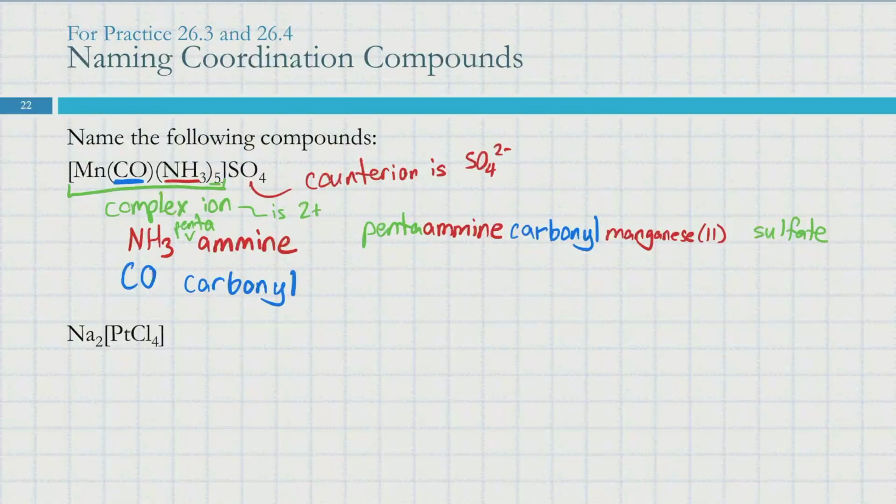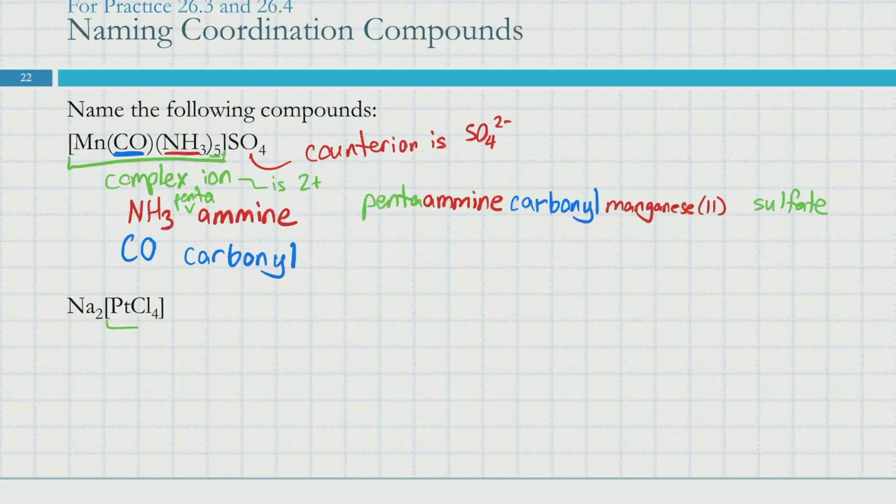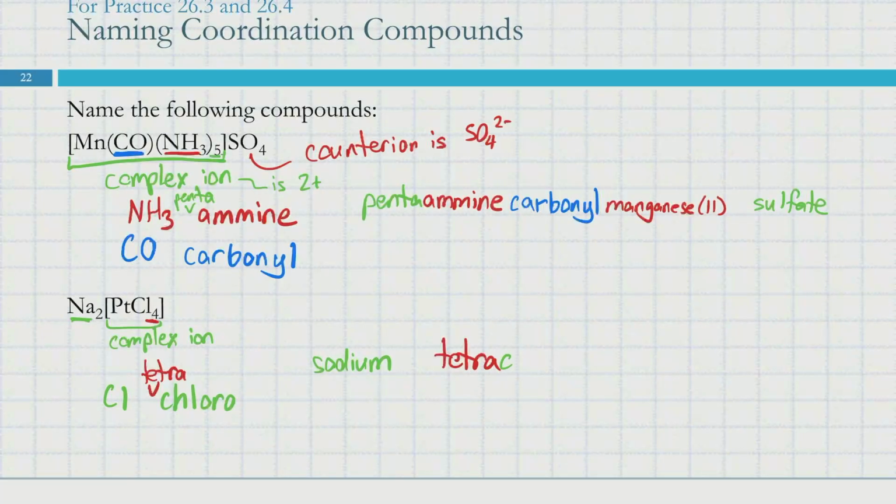All right, and then our other one, we've got a smaller complex ion. Our complex ion is PtCl4. Cl takes the name chloro. We've got 4 of them, so we give it the tetra prefix. And I'll start with naming our counter ion. So we get sodium, and then moving on to our complex ion, sodium tetrachloro. And then we need our metal name.